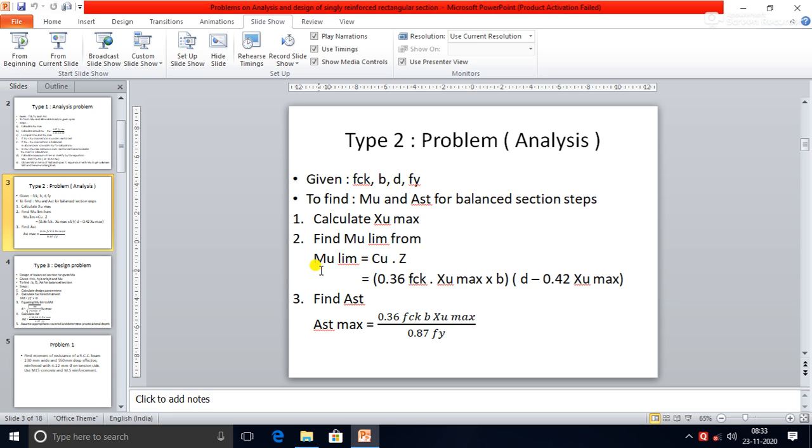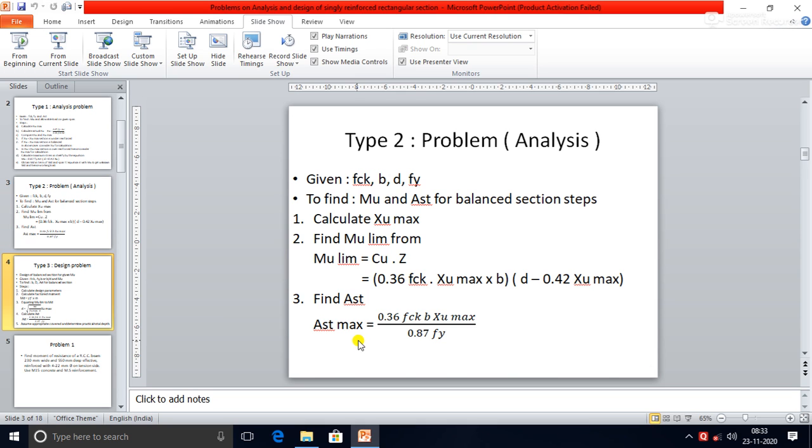This XU max can be calculated from the steel grade, that is Fe250, Fe415, Fe500. For that, different XU max values are given. You have to put those values and calculate XU max directly, and then find Mu limiting by equating Mu limiting to Cu into Z. And lastly, you have to calculate AST maximum. This is the type 2 problem.